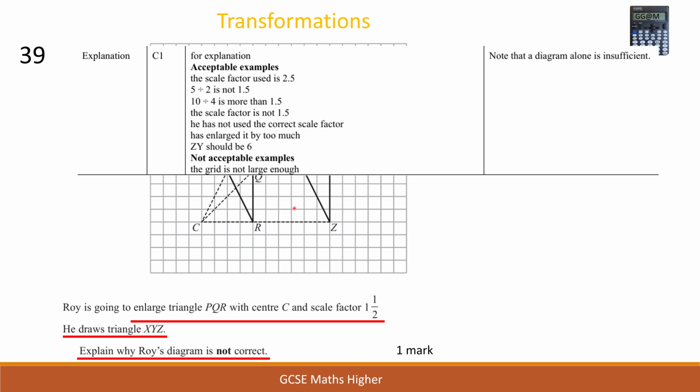So the mark scheme says this is any acceptable answer. C1 is a communication mark, so you have to use words to explain why he was not correct. And you can see the answer here. Give yourself a big tick if you got that correct. Well done.